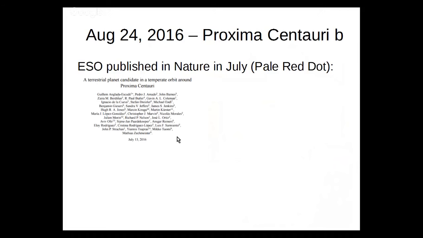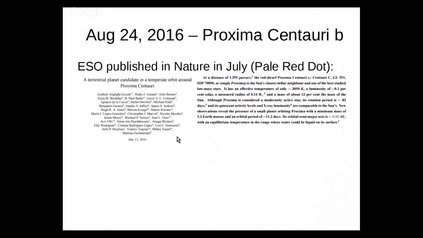And here's their abstract. What's interesting about this abstract is it has some math in it, but it has some very interesting things. It's telling us that the red dwarf Proxima Centauri star is 1.295 parsecs away, approximately 4 light years. It's the sun's closest stellar neighbor, a low mass star. So it talks a little bit about its temperature, how bright it is, how big it is, 12% the mass of the sun. It's a moderately active star, how much it rotates, and that it's basically comparable to the sun.